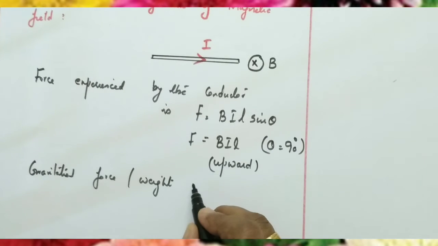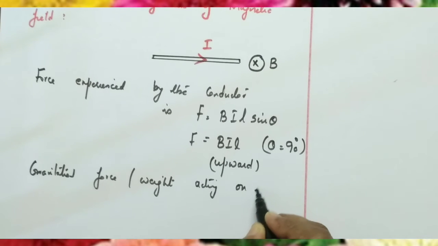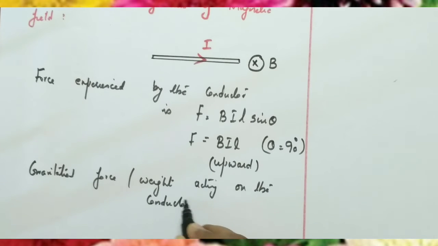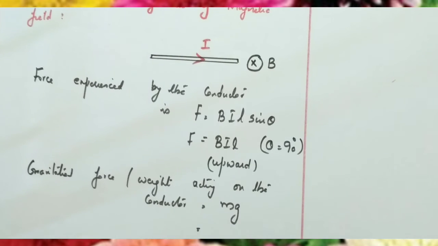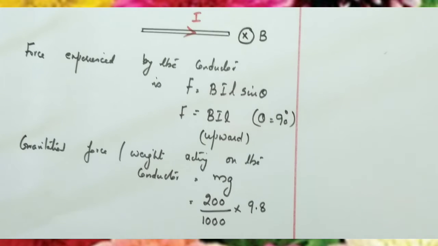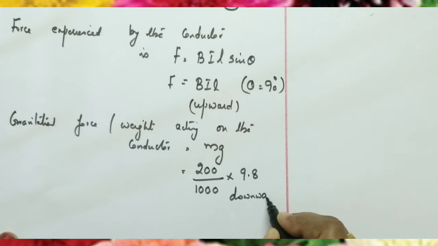Weight acting on the conductor. We know weight is equal to mg. The mass is 200 gram; convert to kilogram, so 200 divided by 1000. We can take g as 9.8, the acceleration due to gravity. And the direction of the weight is always downward.